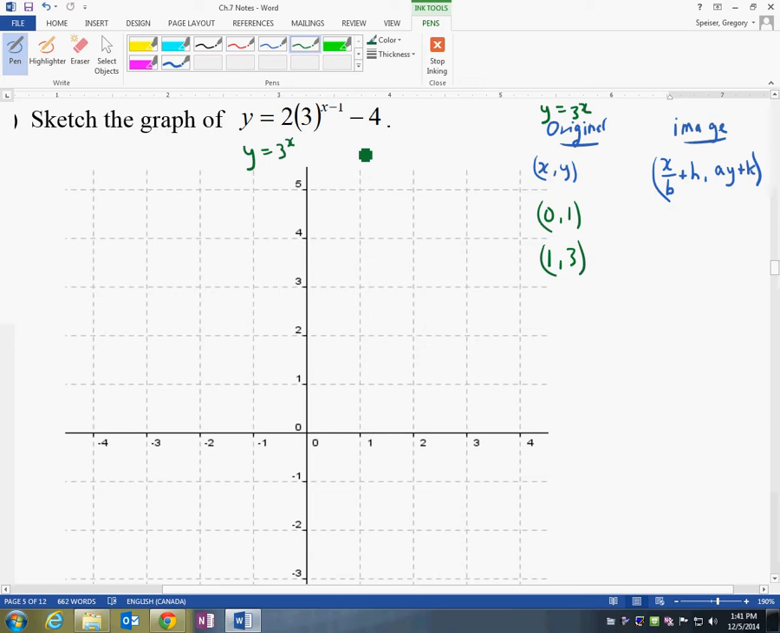So my a value is going to be equal to 2 right here. My b value is going to be, there's nothing that's multiplying with this x, so my b is equal to 1. My h is going to be equal to 1. It's already in the -1 format. And then my k is going to be equal to -4.